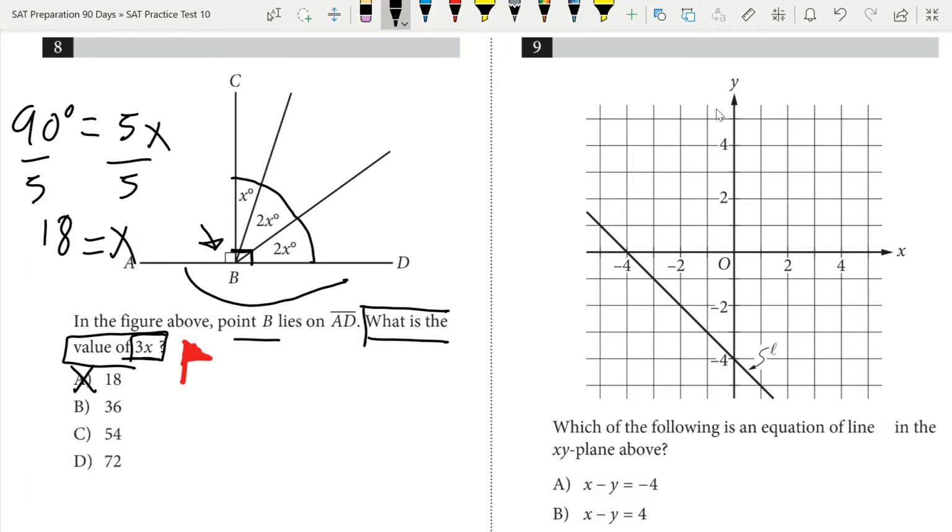In this case, it is 3x. It is not just x. You have to multiply that x by 3. So you got to do 18 times 3, and that's going to give you 54. So your answer there is going to be C. Okay, so you always got to pay attention to what you're asked to answer with.